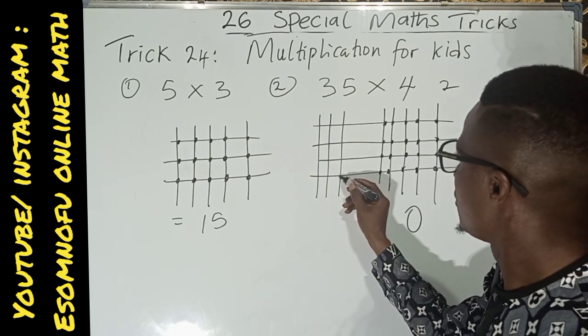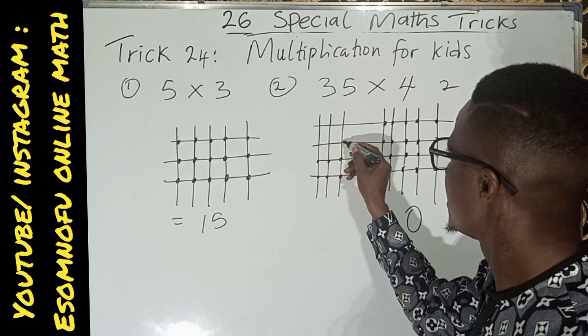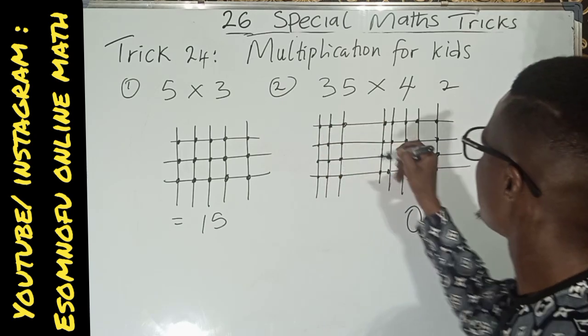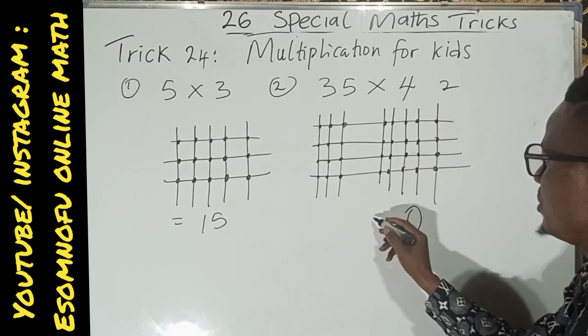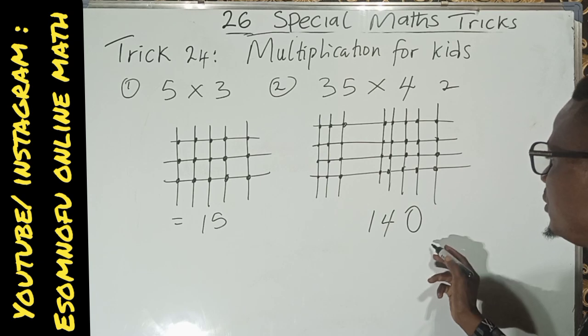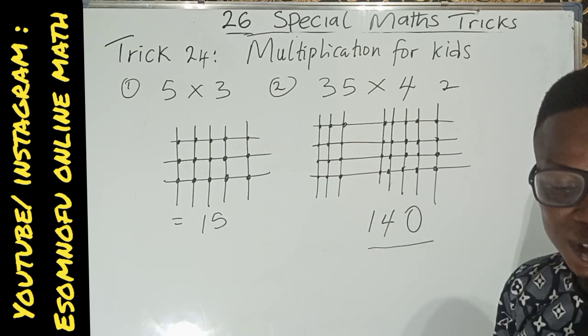Now let's check here: 1, 2, 3, 4, 5, 6, 7, 8, 9, 10, 11, 12. Plus the 2 we carried, it becomes 14. Therefore, 35 times 4 will give us 140. Let's go to trick number 25.